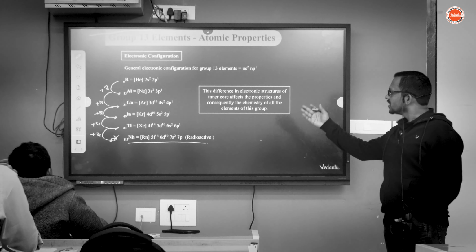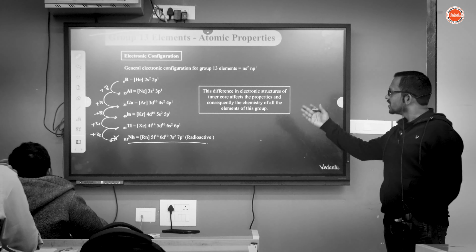But the expected order is boron, next aluminium, next gallium, next indium, and next thallium. But this is the wrong answer. This is not the correct increasing order, so you have to make a little change. You can see the experimental value. Tell me the order of this atomic radius.